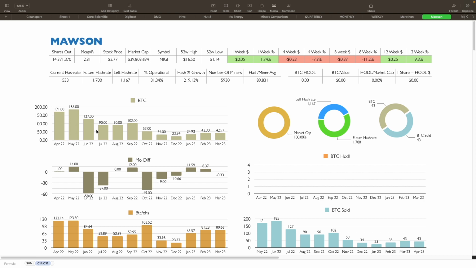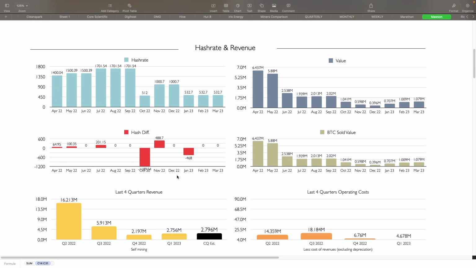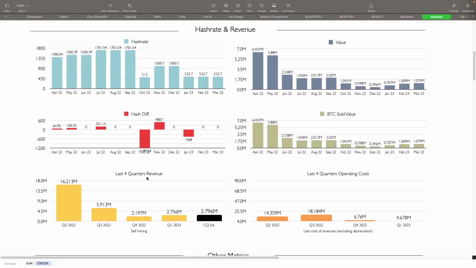Current hash rate, I have them at 533 petahash. Future hash rate is going to be about 1.7 exahash right now. They still have about 1.1 exahash left to install. Okay, we'll get into this when they provide their numbers here for April. Things that we want to take a look at here are the last four quarter revenue. So Q2 was their best quarter here at 16.21 million in revenue.